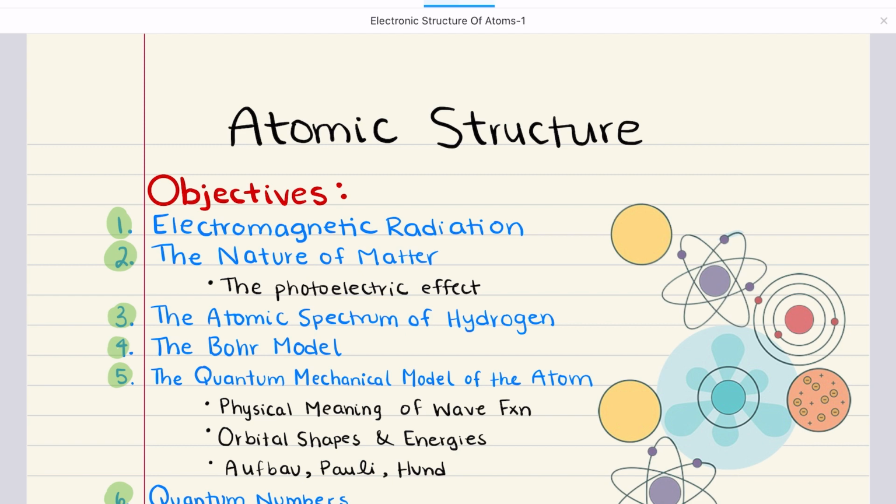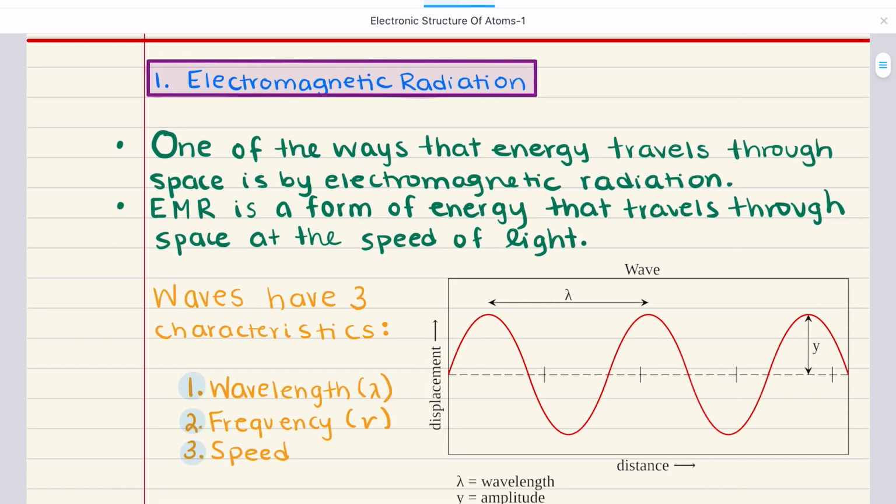Here we'll break down the four quantum numbers: principal, angular momentum, magnetic, and spin. And then finally, our seventh objective is where we will wrap up with an explanation of electron configuration. With that introduction, let's go ahead and get started with this first objective.